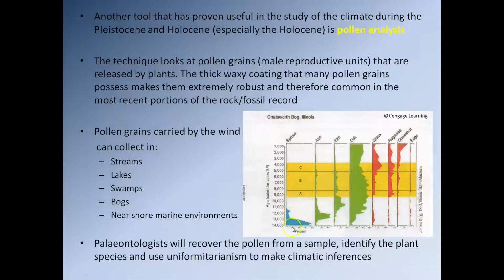Around 14,000, 13,000 years ago, we have lots and lots of spruce. Spruce is, of course, a tree. It's a conifer, and spruce is commonly associated with what's referred to as the boreal forests. That's the kind of forest that covers most of Canada and most of northern Russia. Those are cold weather forests. And so that would suggest that around 14,000 years ago, the Chatsworth Bog area of Illinois was quite cold.